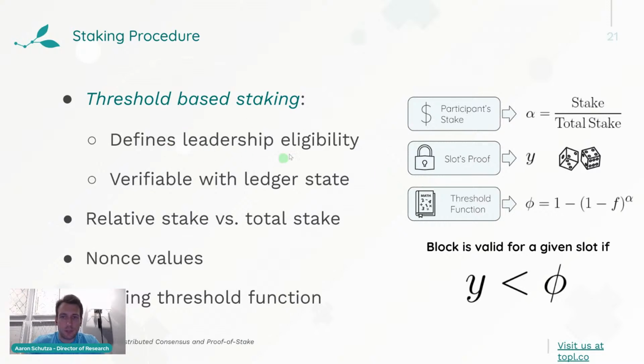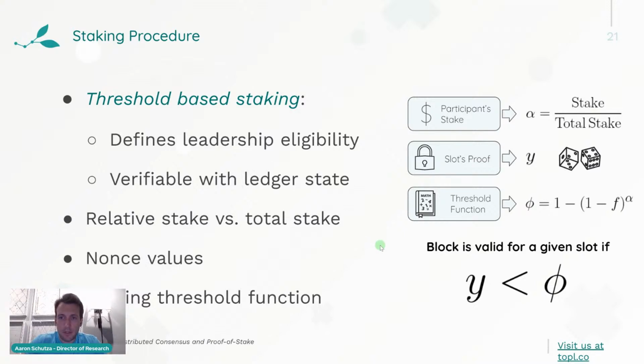And firstly, it defines the leadership eligibility for a given slot. It's based on a participant's stake, that is, the digital assets that they're using to grant the right to forge, to make a block. And we want to distinguish between relative stake and total stake. A relative stake is a fractional value, the proportion of stake that you control relative to the total stake on the network. And each individual slot has a nonce value, a number between 0 and 1 that corresponds to the sort of random dice roll that gives the randomness to this leader election mechanism.